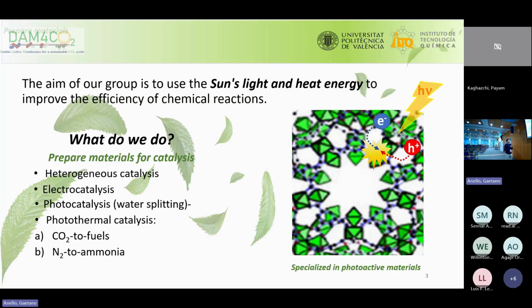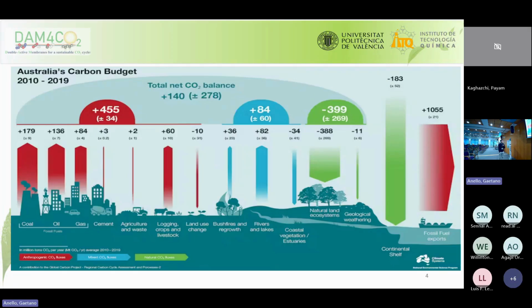So we try to use this to valorize CO2. This is just an example of the carbon budget of the Australian government. This is what they consider that they are going to have, the emissions that they consider they will have along the year.